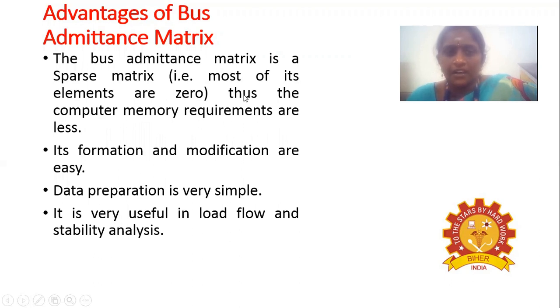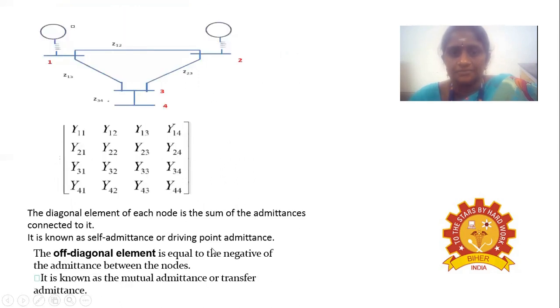The main reason the admittance matrix is used instead of the impedance matrix is that it is a sparse matrix, meaning most of the elements are zero. So the computer memory requirement will be very less. Its formation and modification are very easy compared to the impedance matrix. In this matrix, data preparation is very simple. That's why this is very useful in load flow and stability analysis.